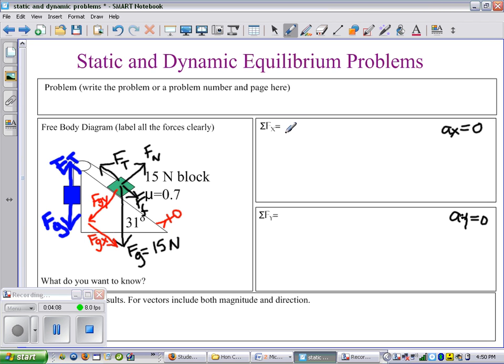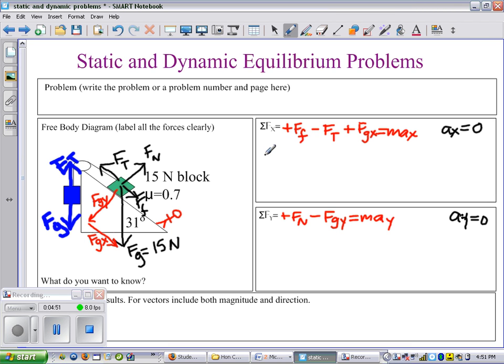So the forces in the x direction will be positive FF, because it's to the right, minus FT plus FGX. And all of that will equal MAX. In the y direction, we have positive Fn going up minus FGY equal to MAY.